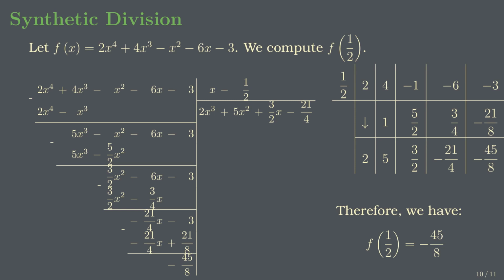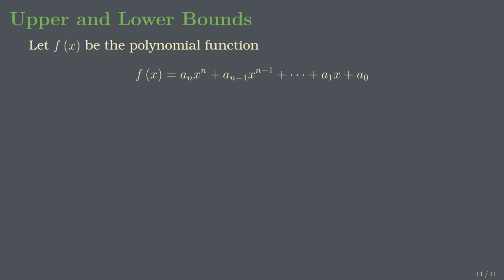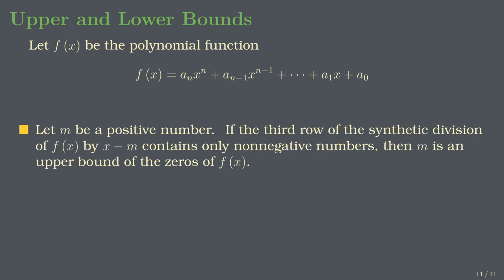And now with the help of synthetic division, not only can we compute f of any number n, we can actually give a criterion for upper and lower bounds of the zeros, similar to the one we've already seen previously. Now, let m be a positive number. So, if the third row of the synthetic division of f of x by x minus m contains only non-negative numbers, then m is an upper bound of the zeros of f of x.